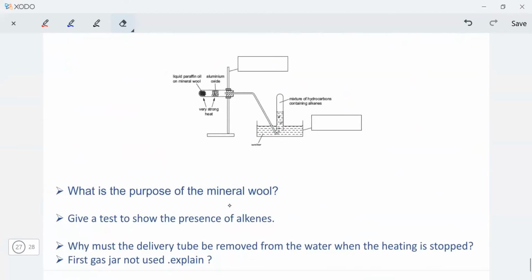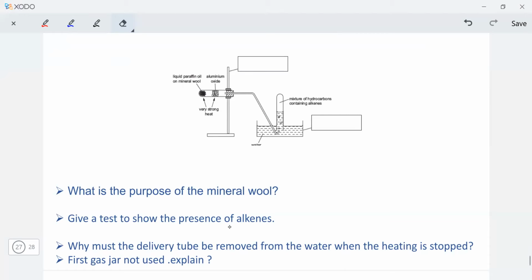Here, this is cracking. So what is the purpose of the mineral wool? Mineral wool here is to absorb the paraffin oil. In this case, you have to read the question. I do have a paraffin oil, so I'm going to say the purpose of the mineral wool is to absorb the paraffin oil.